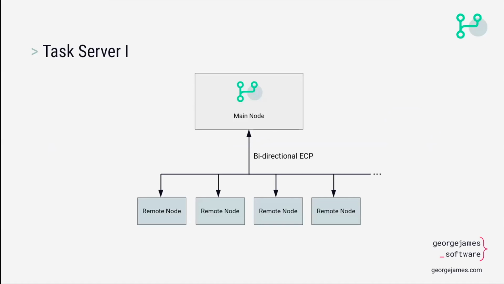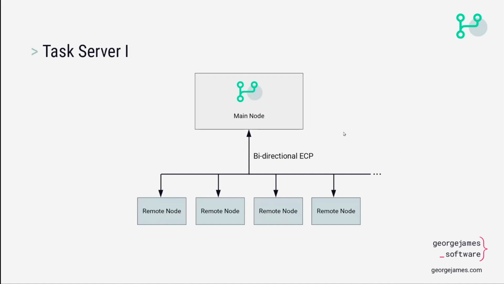One of the changes in Deltanji 8 is the introduction of Task Server 2. So this is a graphic that shows Task Server 1, and what the key feature of this diagram highlights is that when setting up Task Server 1, you need to set up an ECP connection in both directions, from the main node to each remote node, and from each remote node to the main node.